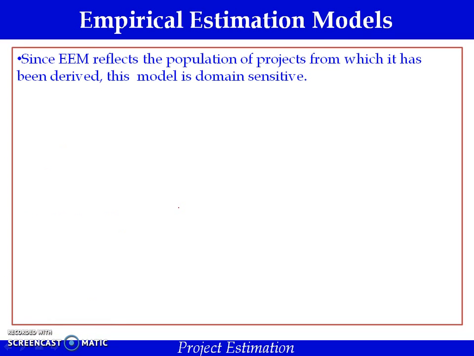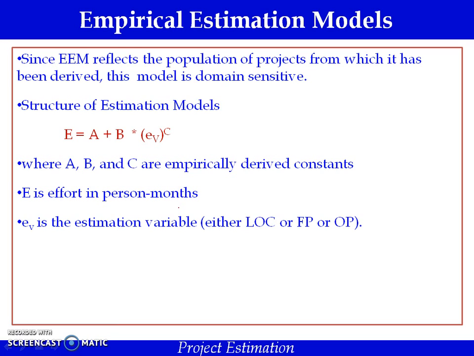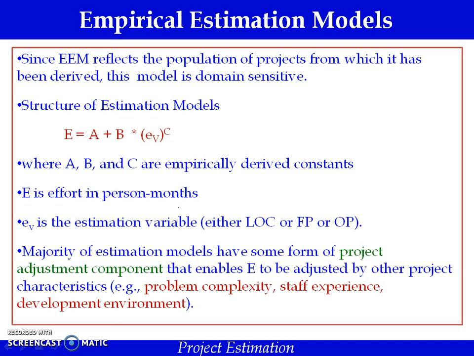Empirical estimation models. These models reflect the population of the projects from which they have been derived. So the formula for every empirical estimation model is derived based on similar projects. So these models are highly domain sensitive. The formulas take the form E = A + B * EV^C. Here A, B, C are empirically derived constants, E is the effort in person-months, and EV is the estimation variable, which can be either LOC, function points or object points.